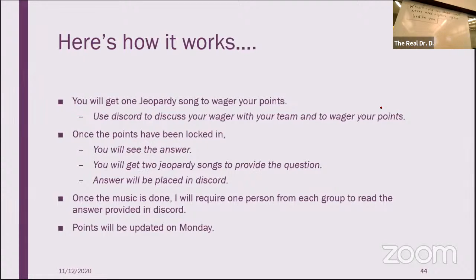The host of Jeopardy did pass away last week. It's true. Alex Trebek, 80 years old.